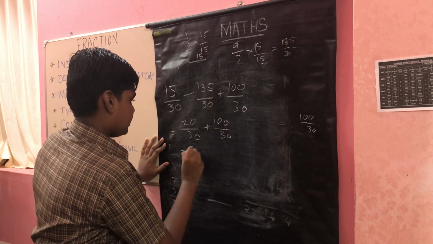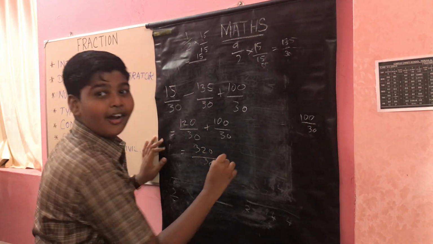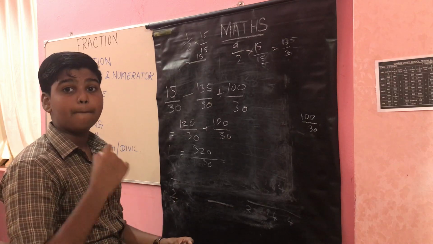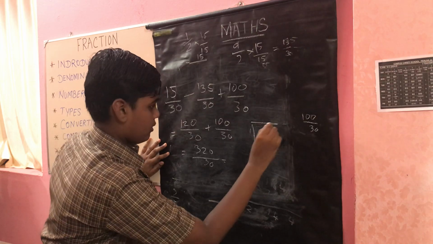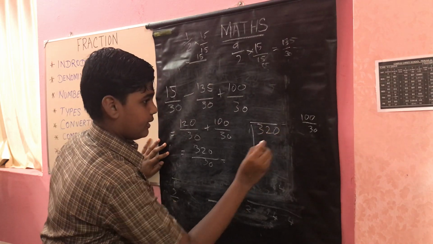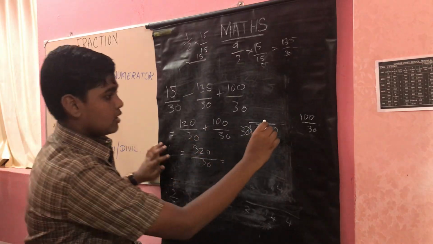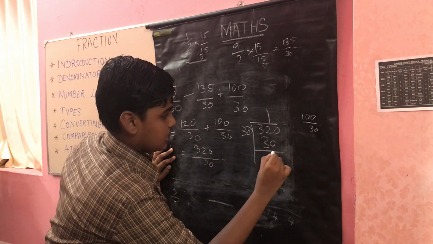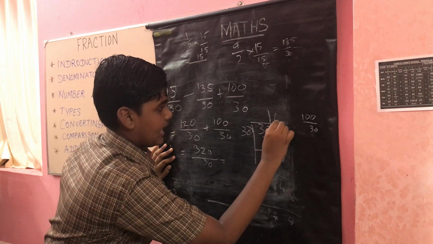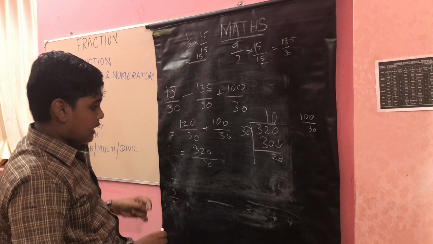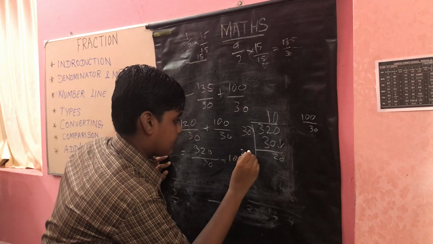So what's the answer? 320 by 30. Should I leave it alone? No, it needs to be converted into a mixed fraction. So 320 will be divided by 30. So this does not go in the 30 table and we can just add a 0. Okay, now I just converted and it is 10, 20 by 30.